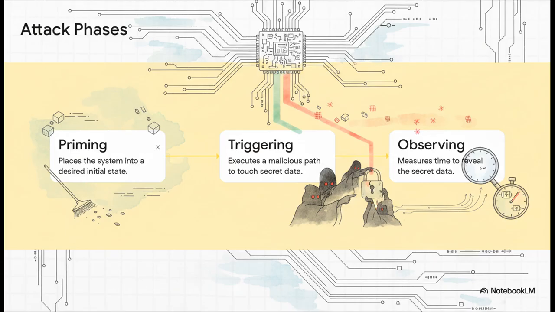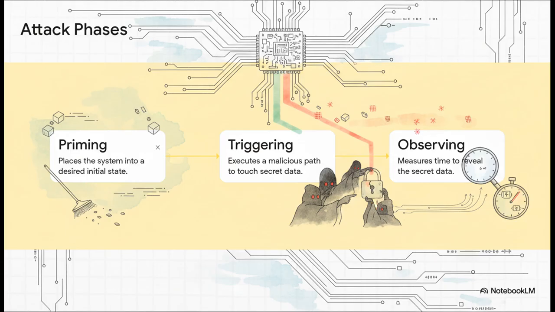See, modern CPUs absolutely hate waiting around. If they reach a fork in the road, like a branch in the code, they'll actually guess which path you're going to take and start executing it speculatively. If they guess wrong, they just throw the work away. But here's the catch. The discarded work leaves invisible traces.